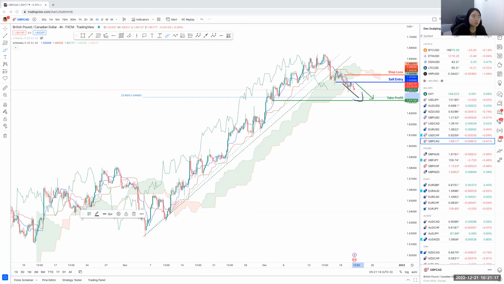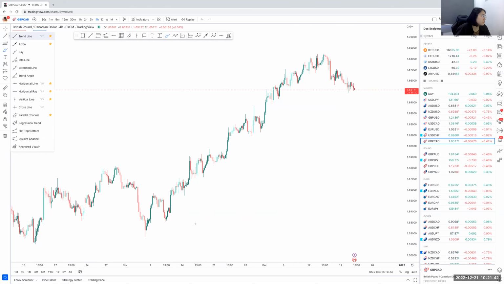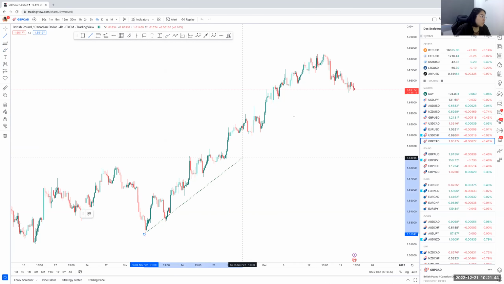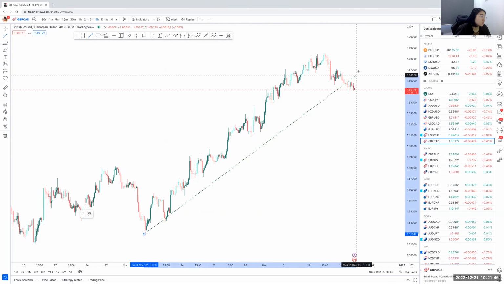You should be able to see GBP CAD. This is a practice session, so I'm going to show you how to identify trend. We're going to identify the trend line, so we're going to get rid of this and start with a clean slate. I already gave you the answers to this one, so you already know that price is moving in an uptrend. And this is how you draw the trend line.